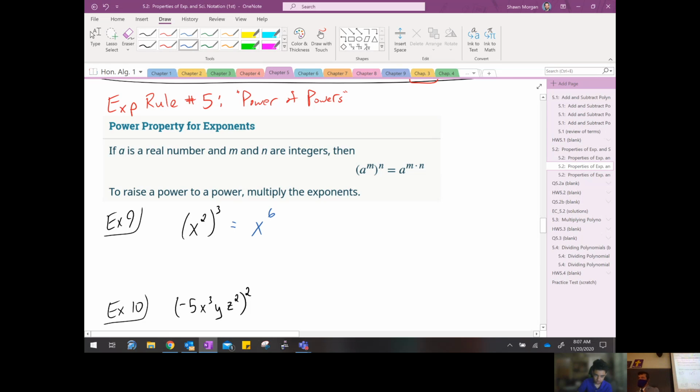Now, of course, we can still do the long, drawn-out approach. If you forget, just take the slow road. What does it mean to cube something? It means to multiply it by itself thrice. So x squared cubed is x squared times x squared times x squared. Well, what's x squared? X times x. And how many x's do you see there? 6. So if you forget your rule, that's how you can derive it quickly.